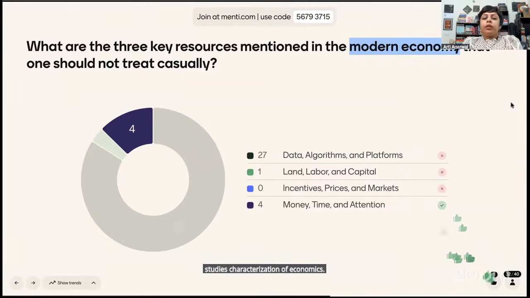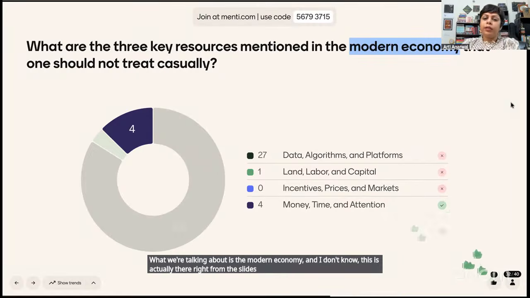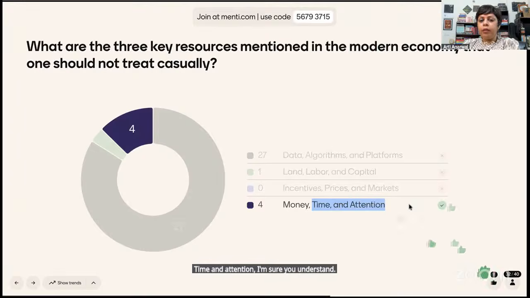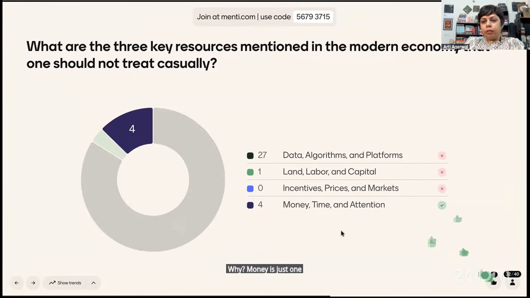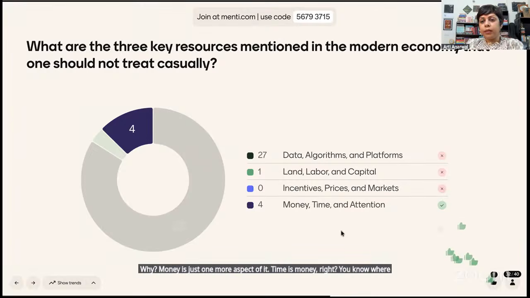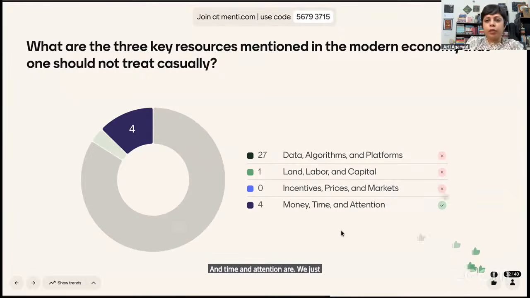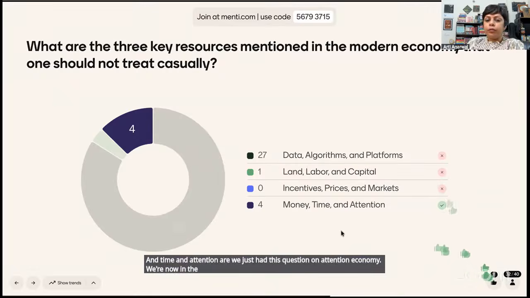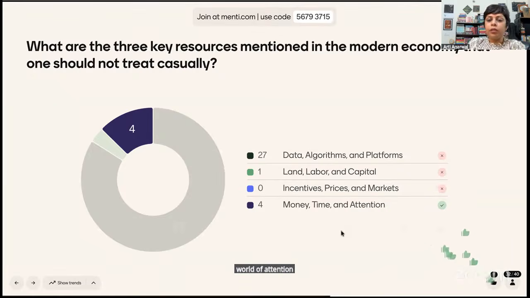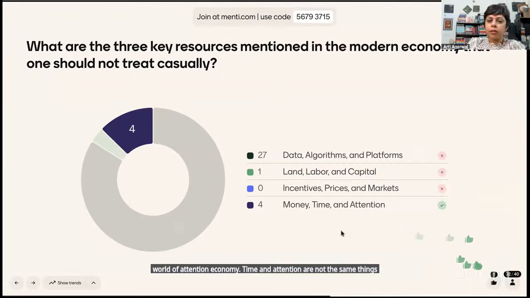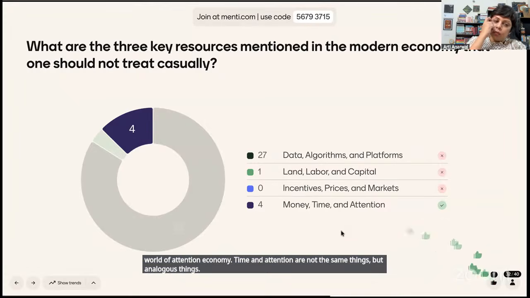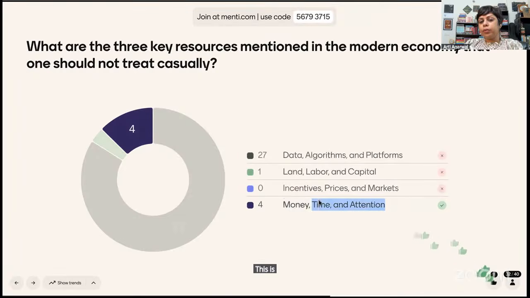What we're talking about is the modern economy, and this is actually right there in the slides. Time and attention, I'm sure you understand why. Money is just one more aspect of it. Time is money, right? So where you spend your money matters. And time and attention, we just had this question on attention economy. We're now in the world of the attention economy. Time and attention are not the same things, but analogous things, right? So these are the three crucial resources in the modern economy.